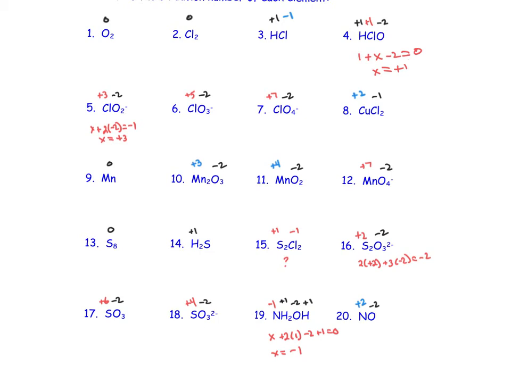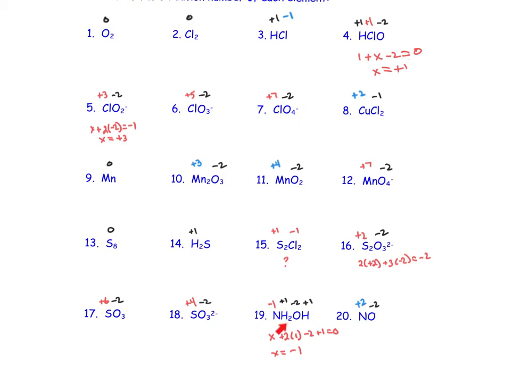The one that confuses most people is number 15. How do you know that Cl is a -1? Well, it's the most common oxidation number when it's written second. It's not really an anion, but so let's say chlorine is a -1, sorry. That makes sulfur a +1.